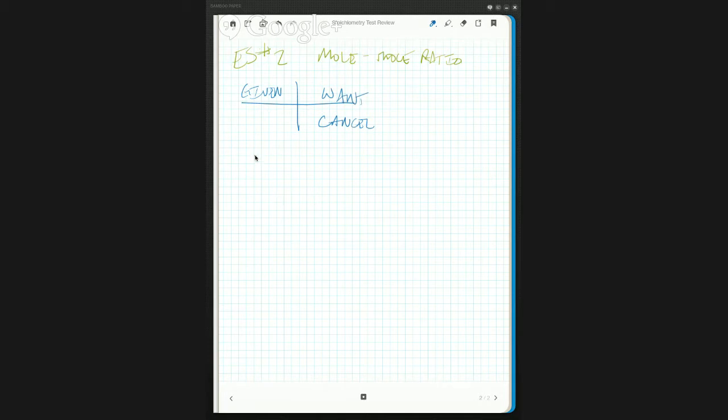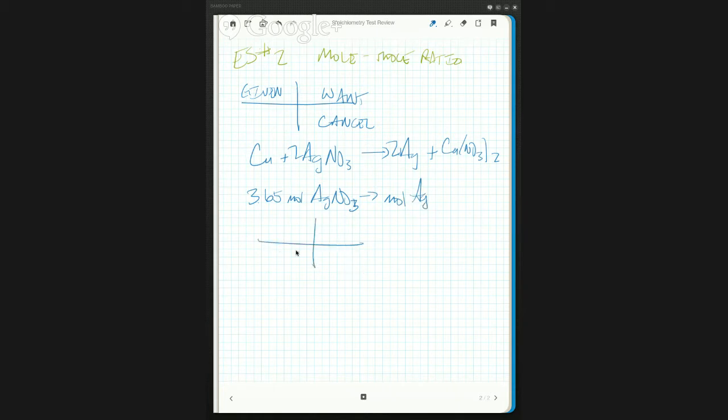Okay. In this situation, we have copper plus silver nitrate, AgNO3, yields silver, Ag, plus copper 2 nitrate, Cu(NO3)2. So I'm going to need to put a 2 here and a 2 there. Okay, and we're doing moles of silver from moles of silver nitrate. So 3.65 moles of silver nitrate, and we want to know how many moles of silver we're going to get from this. So I just do the same thing that I had above. I plug in my given, 3.65 moles of Ag.